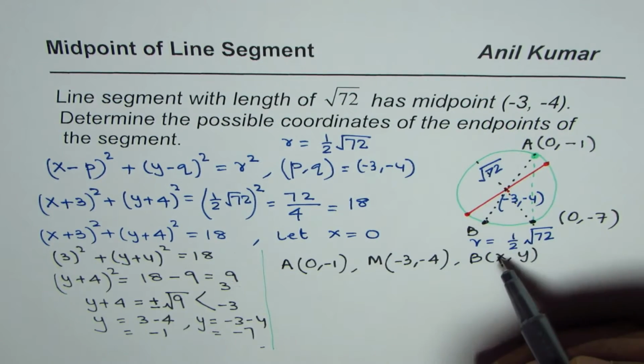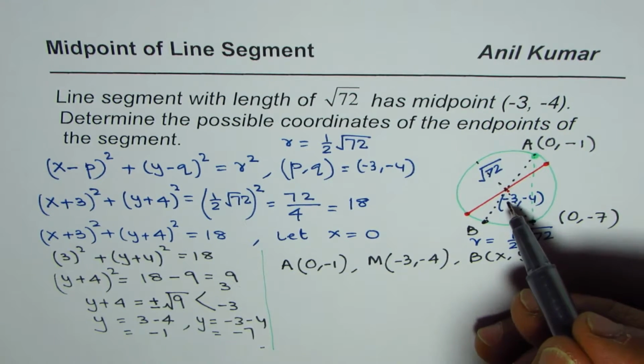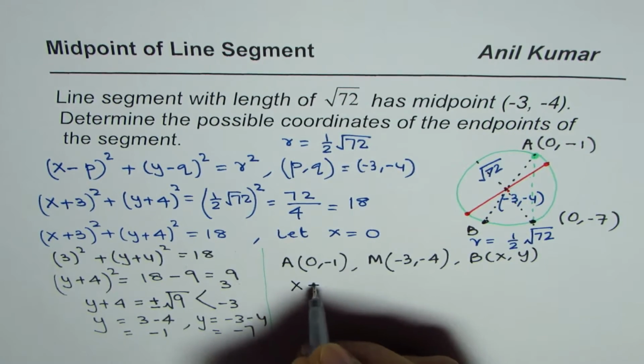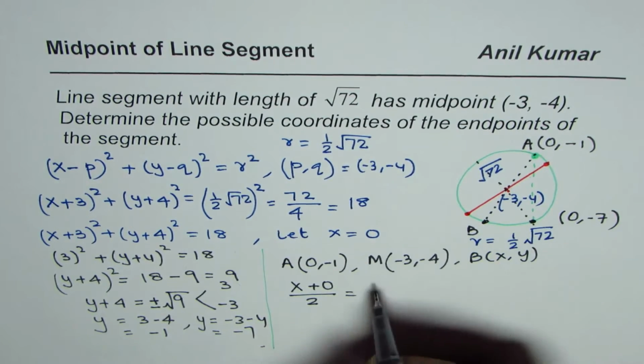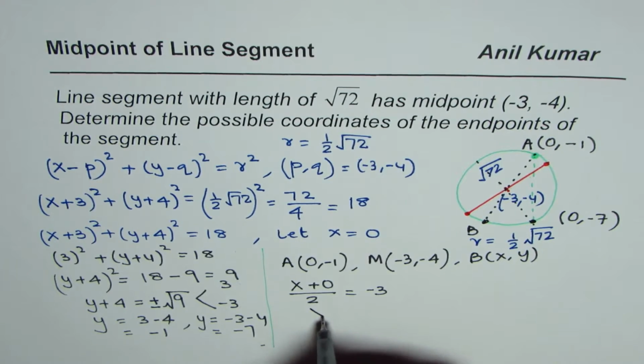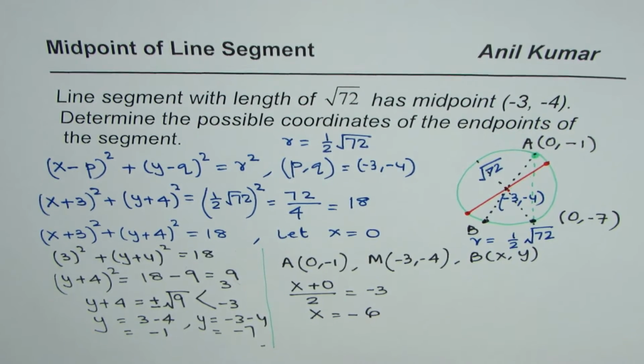So we know (x plus 0) divided by 2 should be minus 3, right? So (x plus 0) divided by 2 should be equal to the x value of the center, which is minus 3. That gives us x as minus 6.